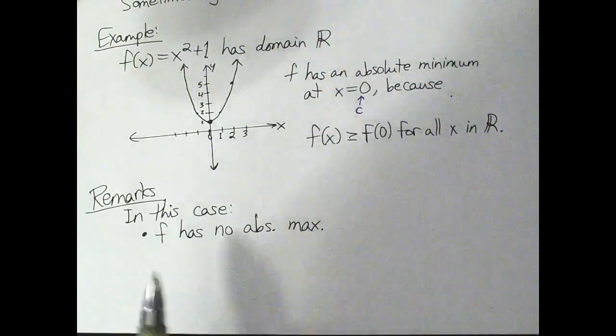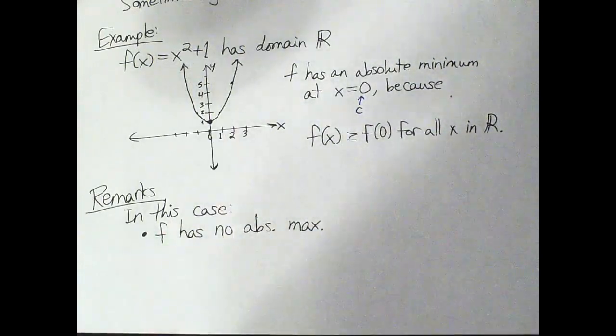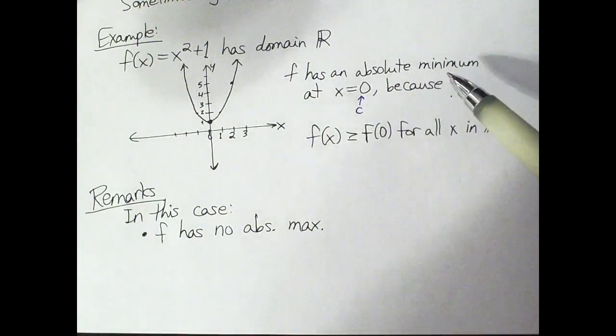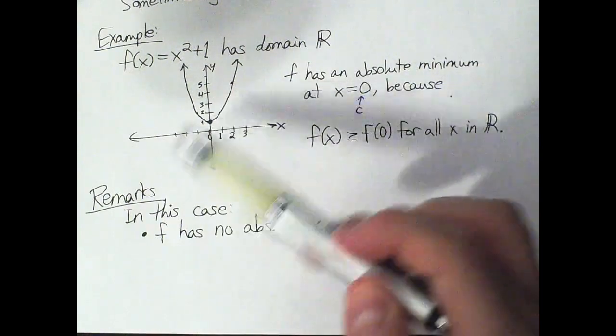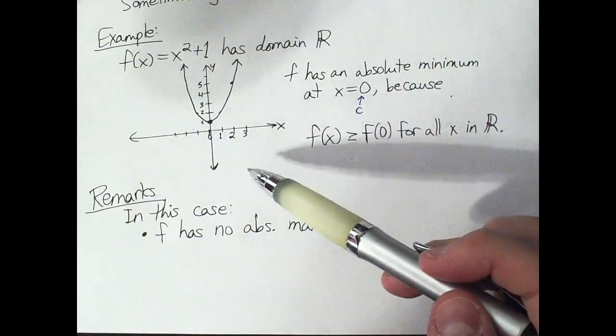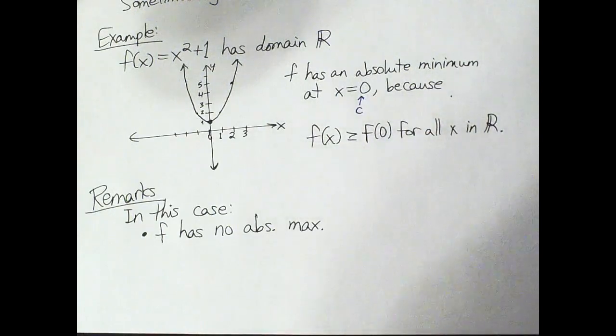All right, so that's my first remark. It's possible to have a function that has no absolute maximum. It's also possible to have a function that has no absolute minimum. A quick example, if you want a function that has no absolute minimum, just flip this one upside down. If you flip the parabola upside down and have a parabola that opens downward, that would have an absolute max, but no absolute min.